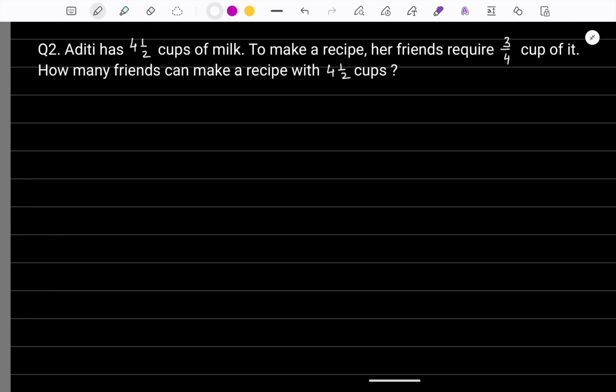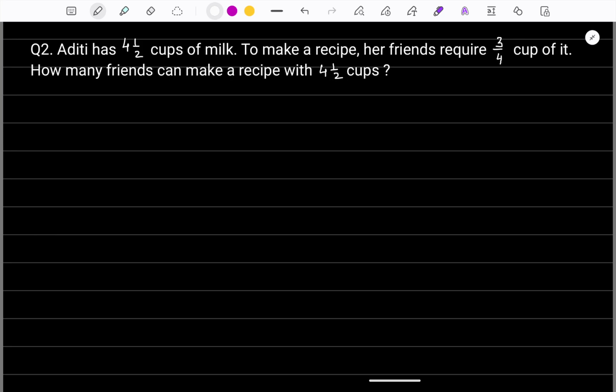Let us take one more example. Aditi has 4.5 cups of milk. To make a recipe, her friends require 3 by 4 cup of it. How many friends can make a recipe with 4.5 cups? In the question, it's given that total amount of milk is 4.5 cups. And for making the recipe, each time 3 by 4 cup is required. So if we divide 4.5 by 3 by 4, we will get to know how many friends can make the recipe with this much amount of milk.